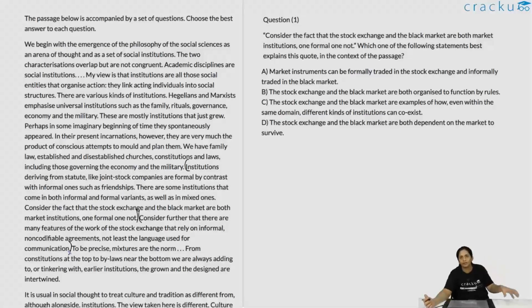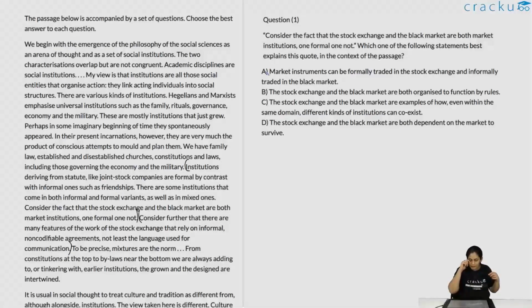You have a code of conduct. The black market is not set up by passing any laws or any statute. It does not have a codified book of laws as such. It essentially operates informally. So formal and informal is about the nature of the institution and not how the trading occurs. So this essentially distorts what is given in the paragraph.